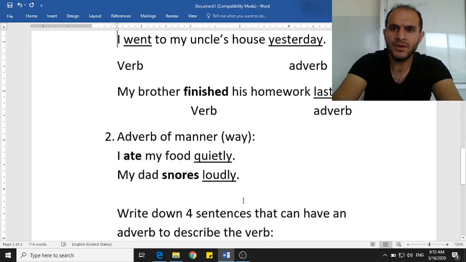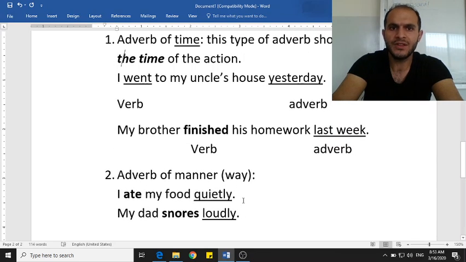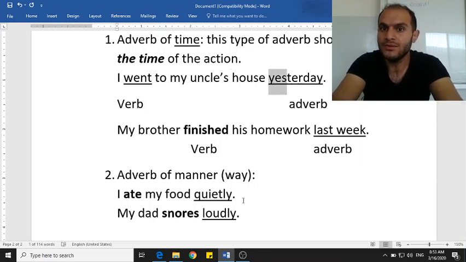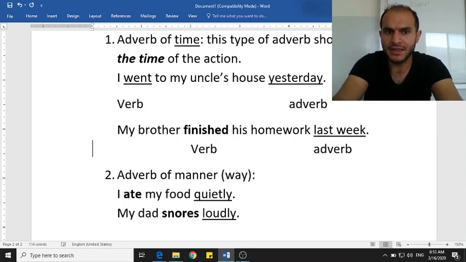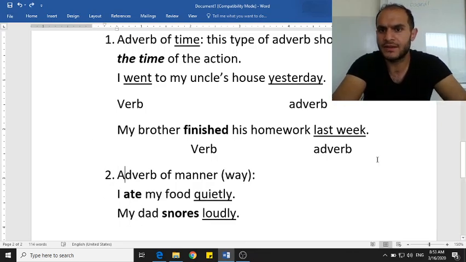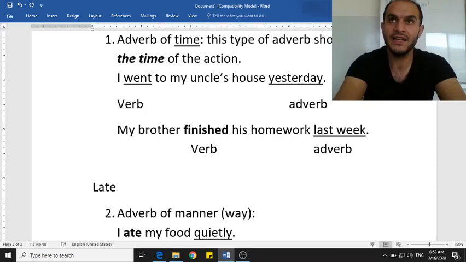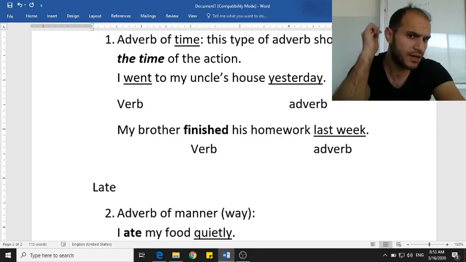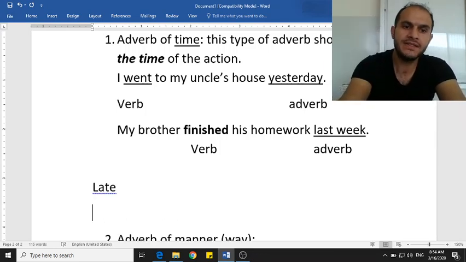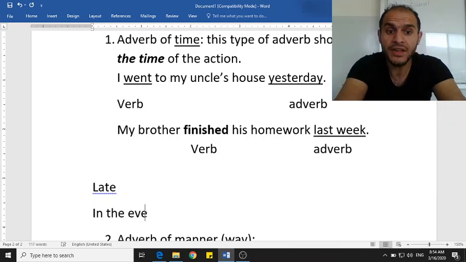One more note, adverbs sometimes could be one word, especially when there are adverbs of time. They can be one word, but other times they can be more than one word. You can use adverbs of time like these. You can say last week. You can say late. I arrived late to school. Or you can say in the evening.